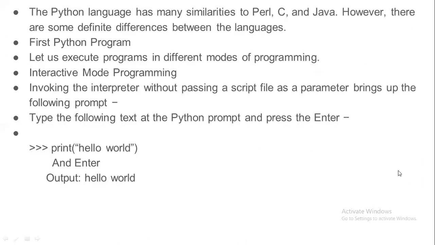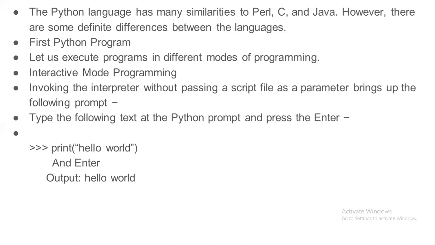So the Python language has many similarities to Perl, C, and Java. However, there are some definite differences between the languages. First Python program. Let us execute a program in different modes of programming. So have you heard the name of Perl? Perl is also a scripting language like JavaScript. C you may have studied, Java you may have studied. So many similarities are there, and there are some definite differences between these languages.